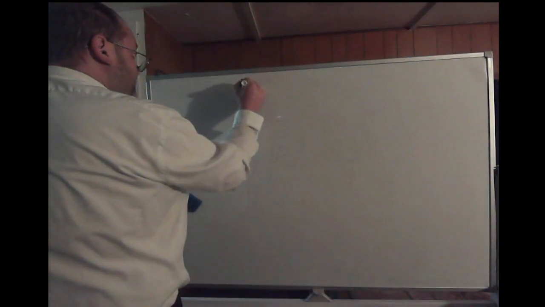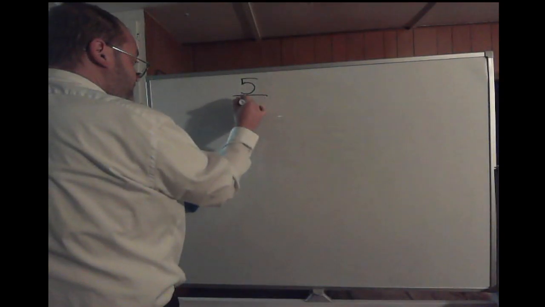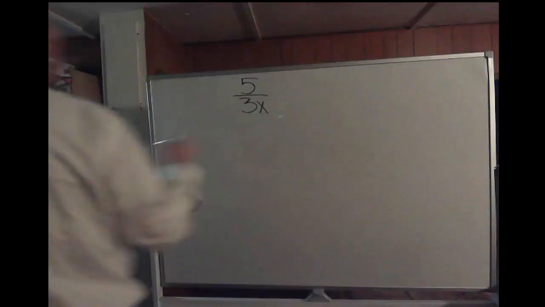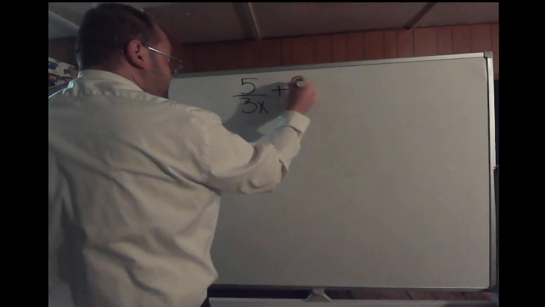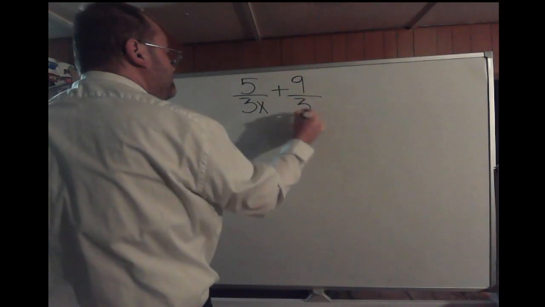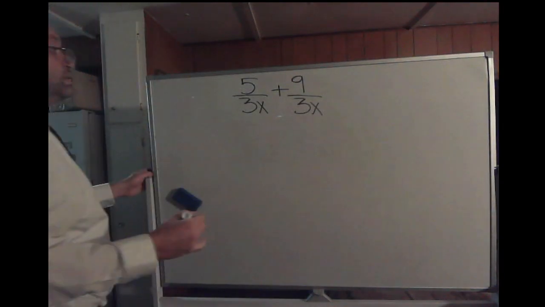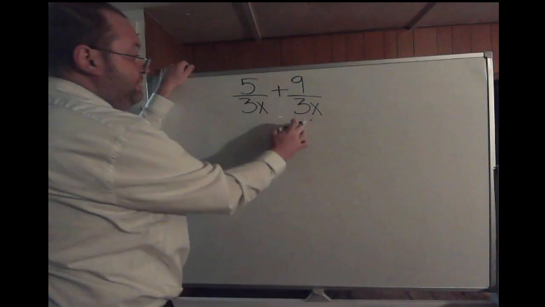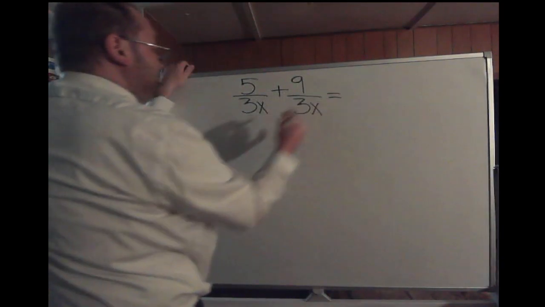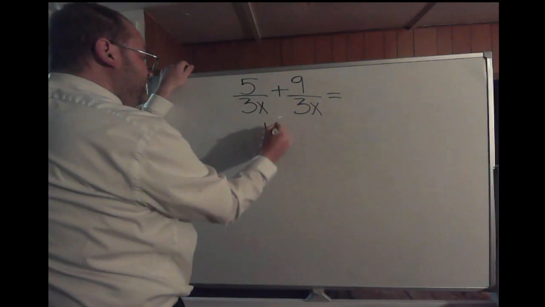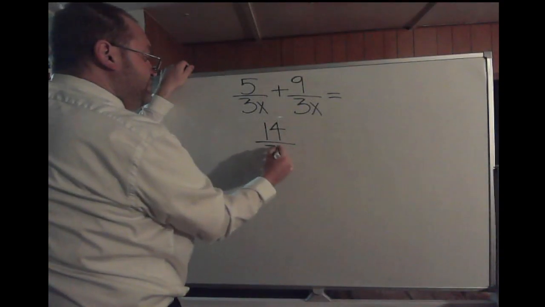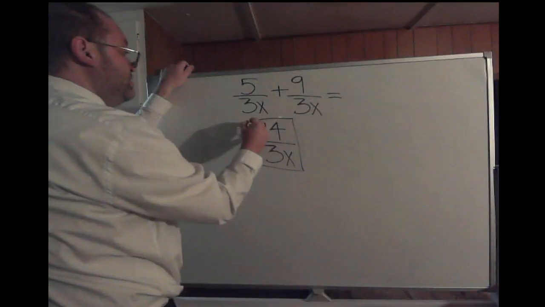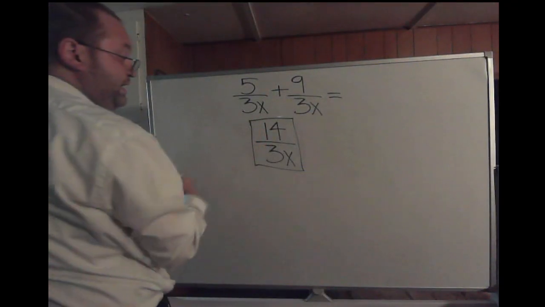Alright, let's see. We got 5 over 3x plus 9 over 3x. So what we're going to do, we have the same denominator, 3x. Just go ahead and add these up. 5 plus 9, that's 14 over your denominator of 3x. And this doesn't factor any further, so what you should get is 14 over 3x.